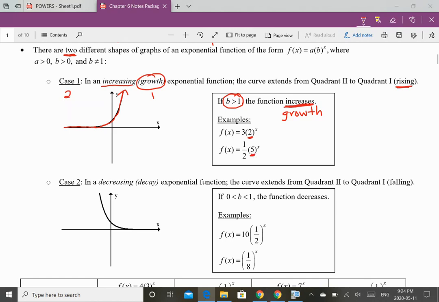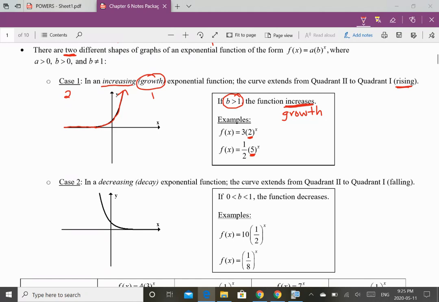The base here is 5. 5 is greater than 1, so this graph would also show exponential growth. These graphs would look a little different from each other. They're not going to look exactly the same, but they are going to have the same shape as the graph here on the left. All 3 of these functions are going to start in quadrant 2 and rise or increase as we go into quadrant 1.